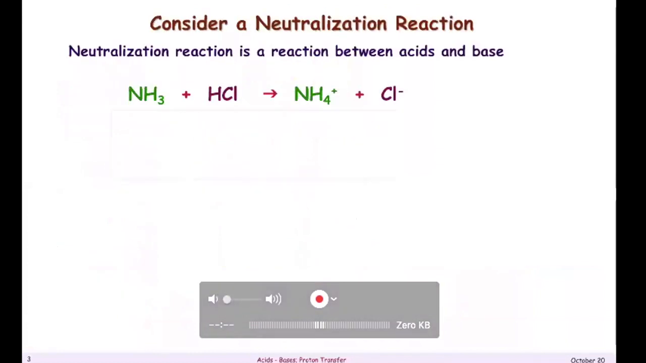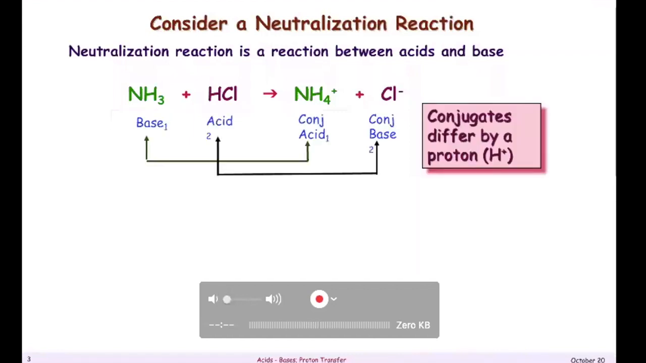Let's take a look at this reaction, ammonia and hydrochloric acid. You guys know that ammonia is a base because it has a lone pair. Hydrochloric acid is an acid because that hydrogen-chlorine bond is very weak. And so that hydrogen is donated to ammonia. But in the reverse direction, what you see is that the ammonium has that extra hydrogen, and it can give up that hydrogen to chloride.